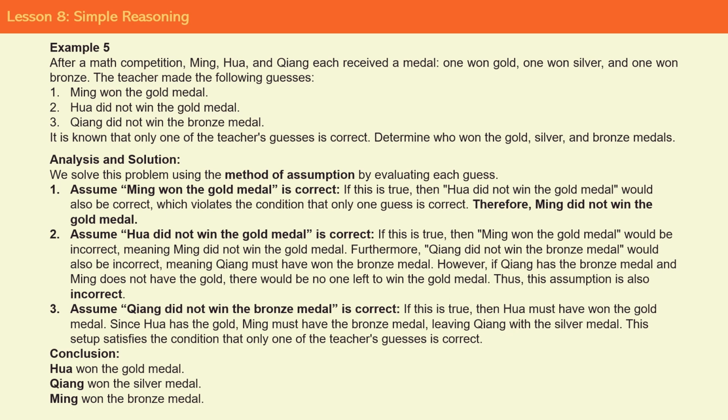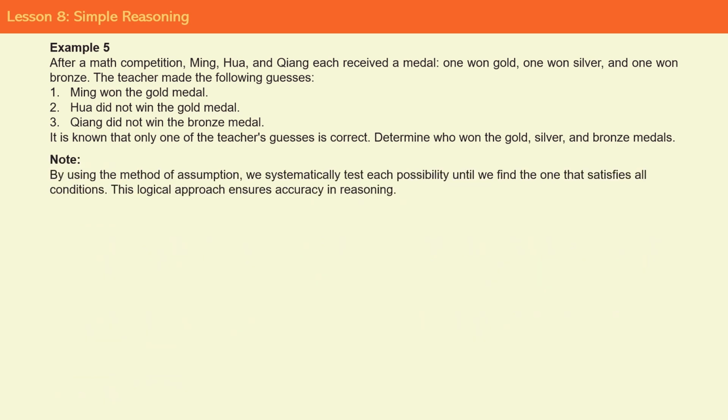Assume Chang did not win the bronze medal is correct. If this is true, then Hua must have won the gold medal. Since Hua has the gold, Ming must have the bronze medal, leaving Chang with the silver medal. This setup satisfies the condition that only one of the teacher's guesses is correct. By using the method of assumption, we systematically test each possibility until we find the one that satisfies all conditions. This logical approach ensures accuracy in reasoning.